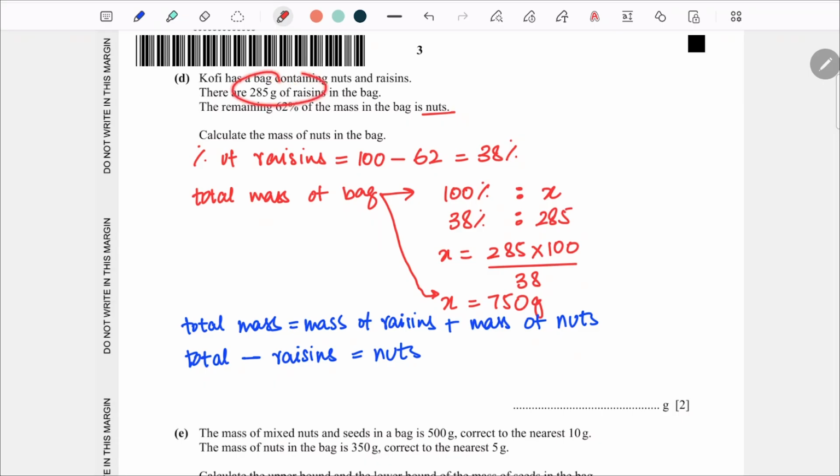The total mass of raisins is already given to us in the question, and the total mass that we found out was 750. So I'm going to subtract 750 and 285, and this will be equal to 465 grams, and that is going to be my final answer.